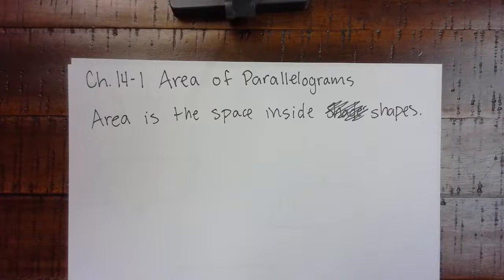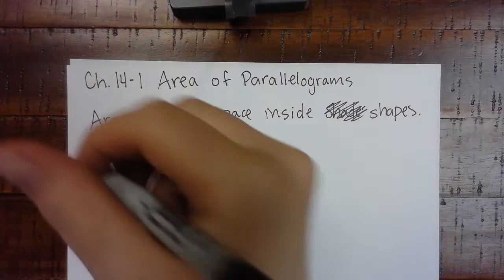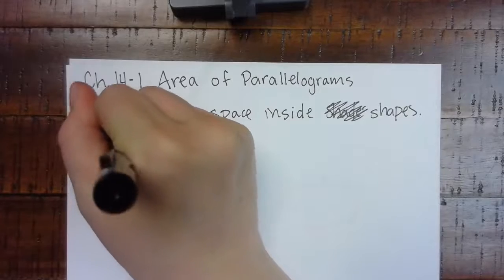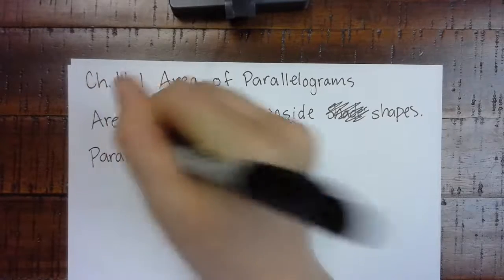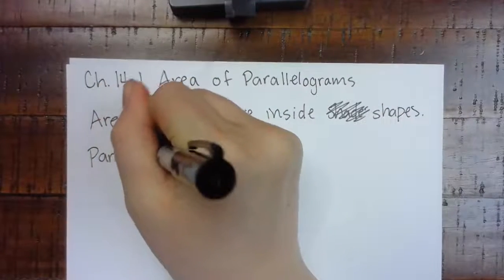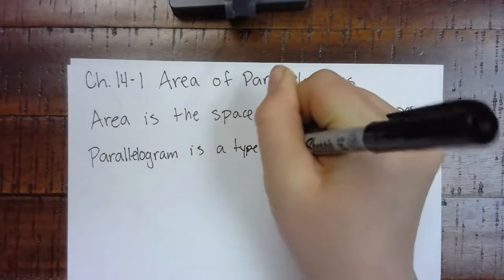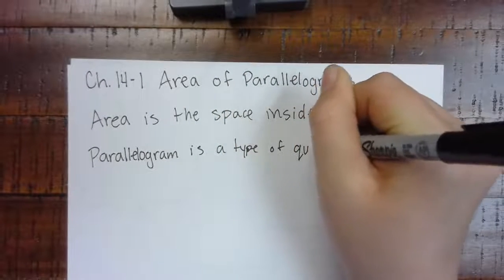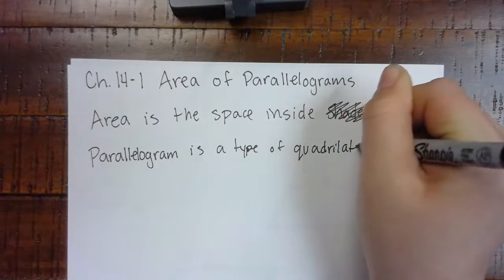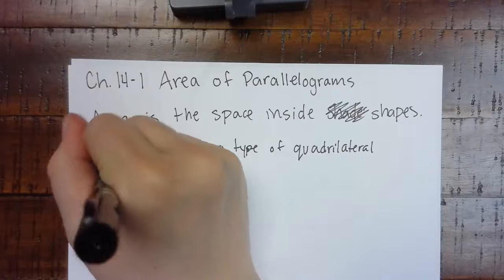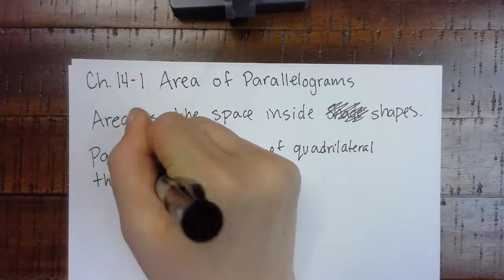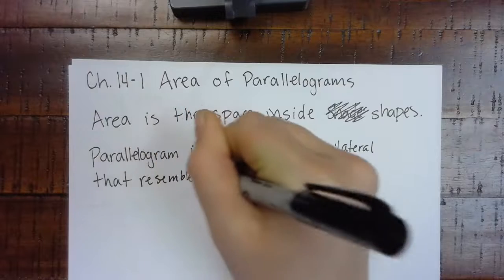Now, parallelogram. We probably learned parallelogram when we were in 5th grade, 4th grade. I know 3rd grade definitely goes over them. But let's review what a parallelogram is. A parallelogram is a type of quadrilateral that resembles a rectangle.